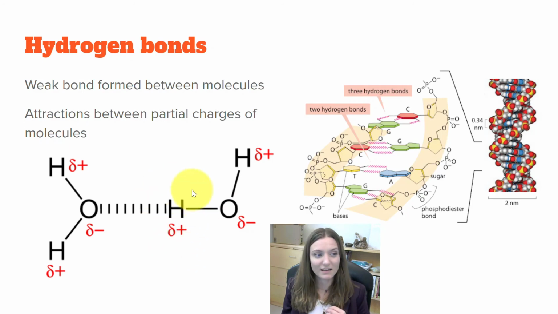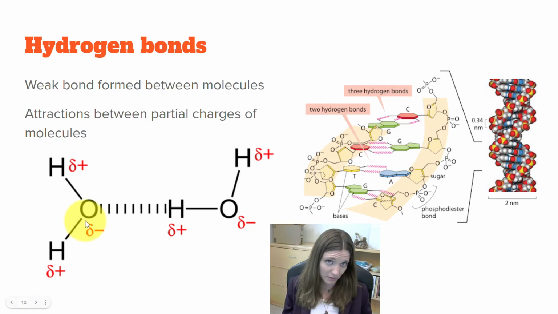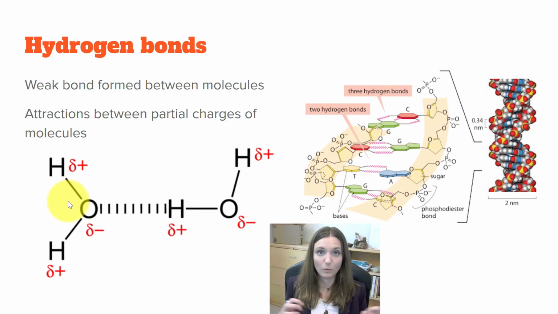That slight positive charge on that hydrogen atom in the water molecule makes it attracted to the slight negative charge of an oxygen atom of a different water molecule. So they will form a weak bond, a weak attraction between the partial positive hydrogen and the partial negative oxygen. And this actually causes water molecules to kind of stick together, which you may not have ever realized. This is why water can flow.